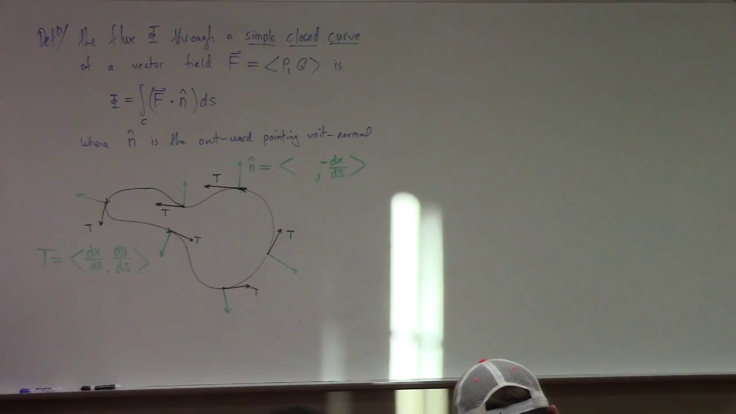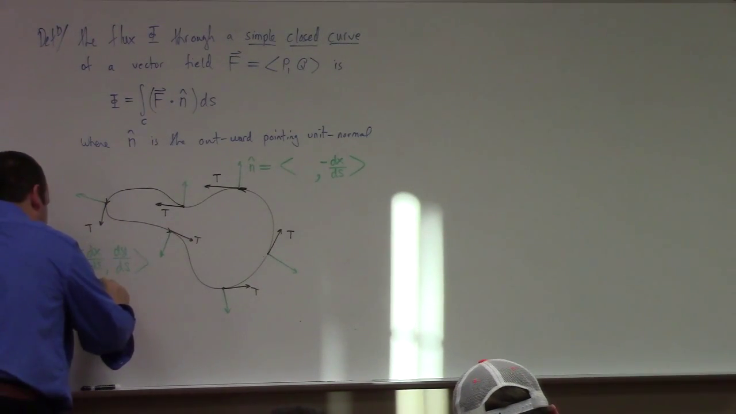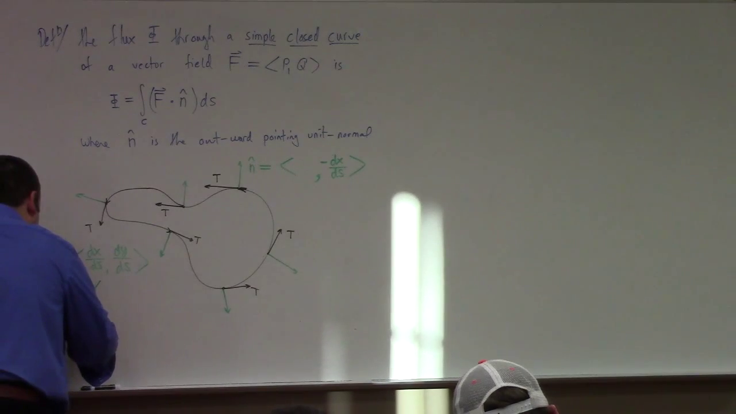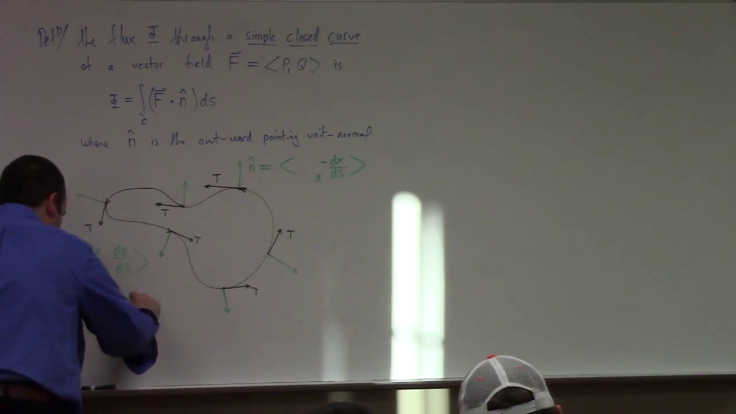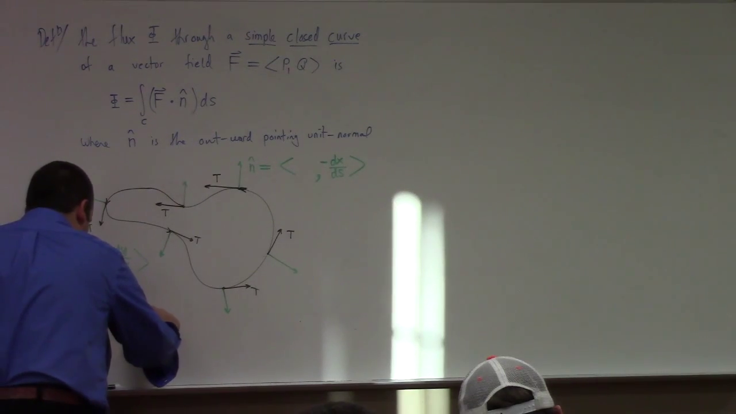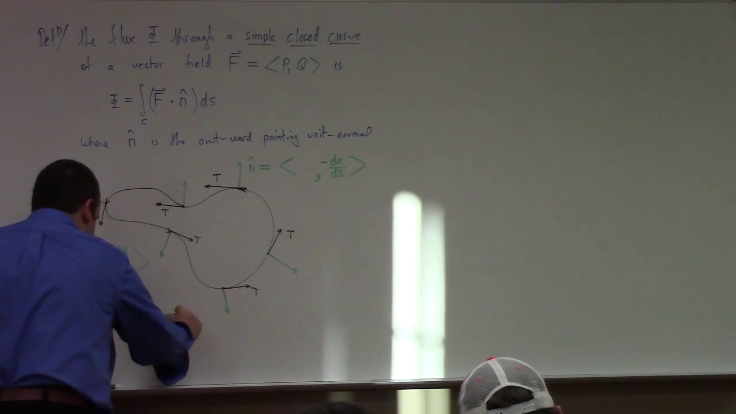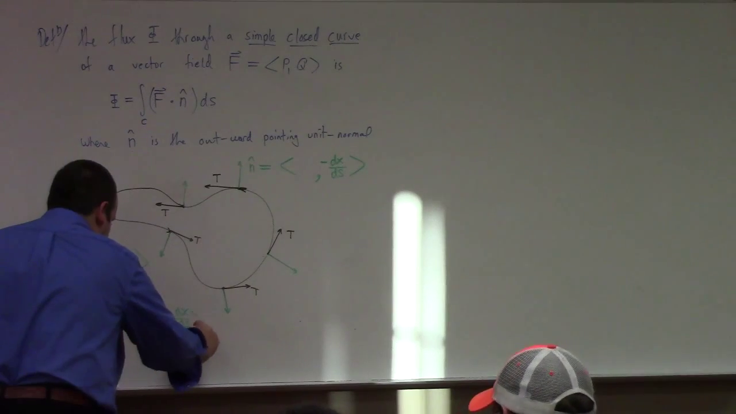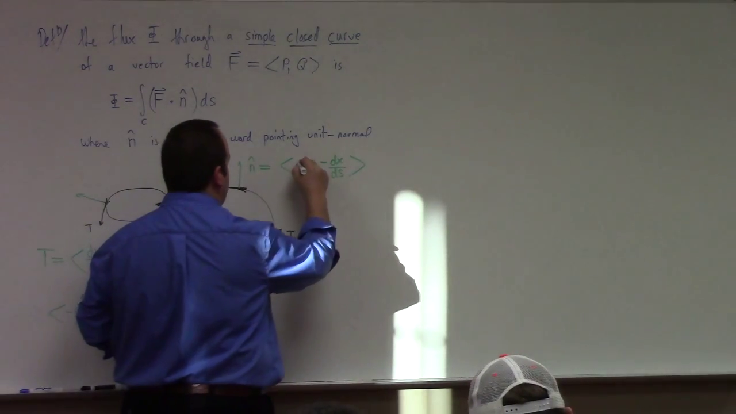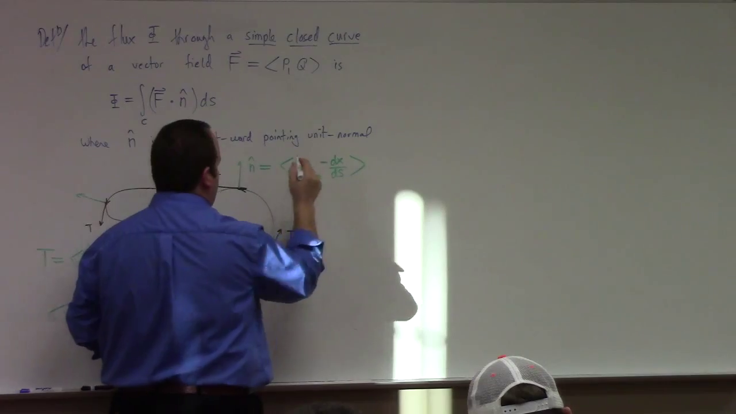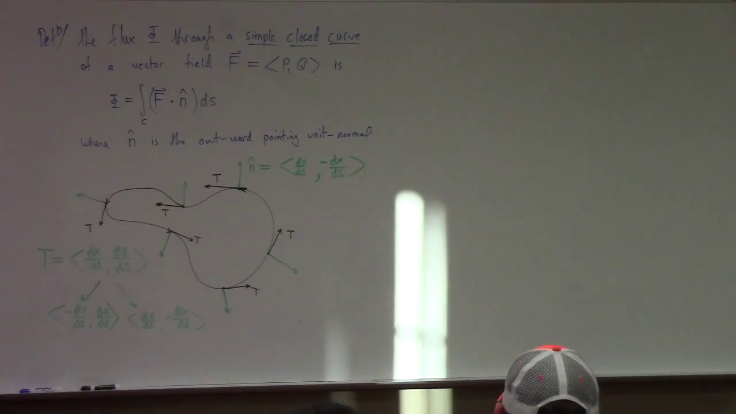We got 2 choices, right? Because n has to be perpendicular to t, you're either going to do minus dy/ds, dx/ds, or you're going to do dy/ds, minus dx/ds. And I claim from the geometry it's clear we choose the latter. So this has got to be dy/ds here. And you can look at that and verify that that's reasonable.